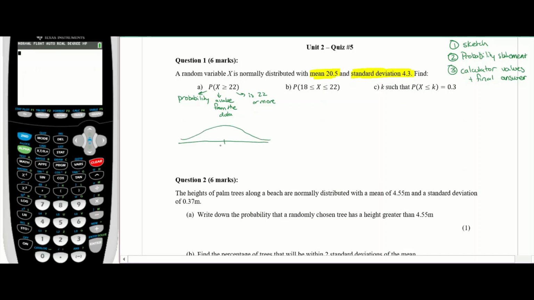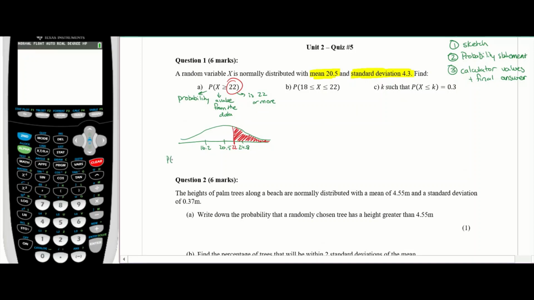Whenever you sketch it, you should always mark your mean, and it's a good habit to get into to mark a couple of standard deviations away. So if the standard deviation is 4.3, when I'm going to the right, I add 4.3, so I get to 24.8. And when I'm going to the left, I subtract 4.3, so I get to 16.2. Then I'm going to mark my threshold value or my cutoff value. So my cutoff value is 22, and I'm looking for everything more than 22. So I'm going to take that cutoff value and I'm going to shade in everything that is greater than it. And that's what I'm looking for. I'm looking for the likelihood of being in that region that I just colored in.